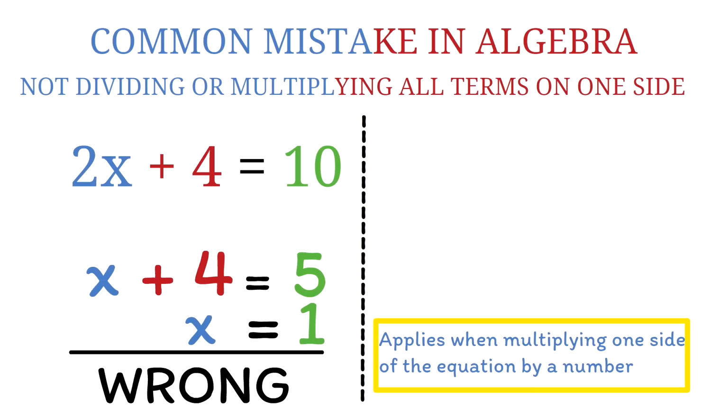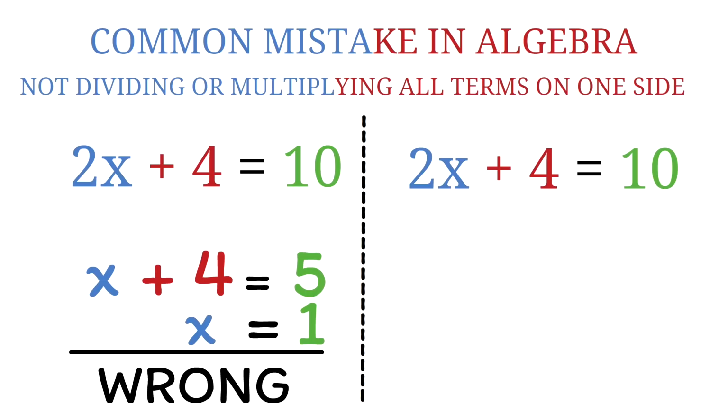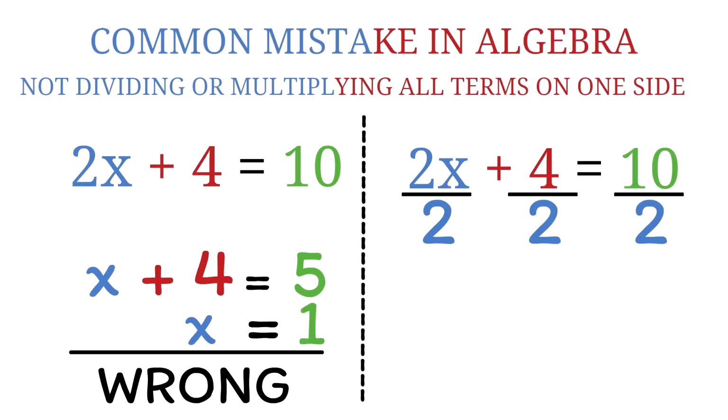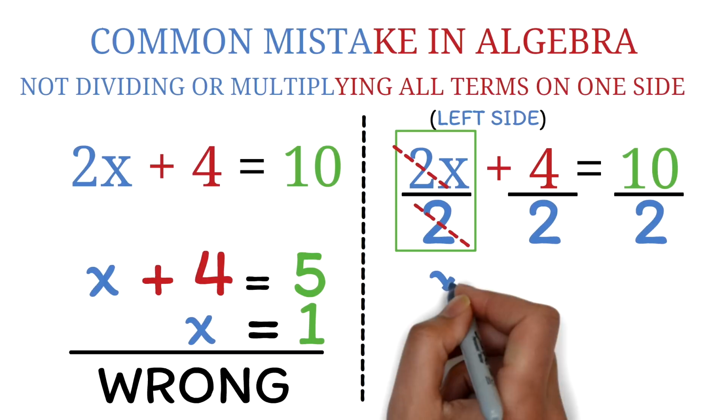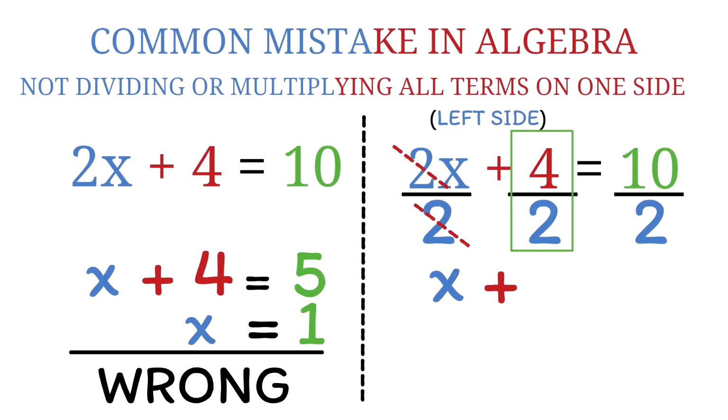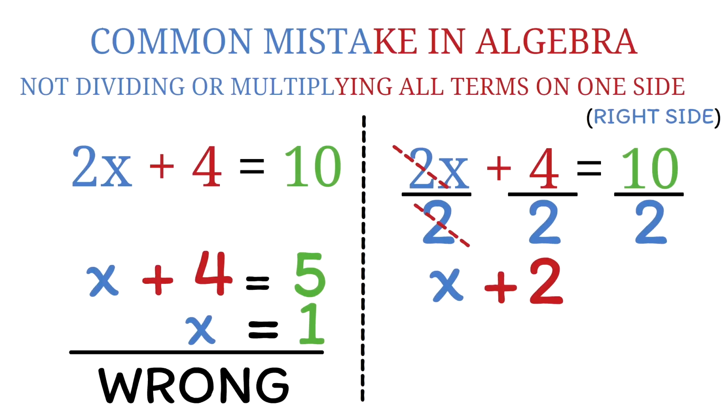So the correct method to solve this equation is to divide every term on the left and right side by 2. So, starting from our left side, for the 2x term, 2 cancels out 2 and leaves the x. Plus, for the constant term 4, 2 divides it to give us 2. Now, since all terms on our left side have been divided by 2, we move on to divide everything on our right side by 2.